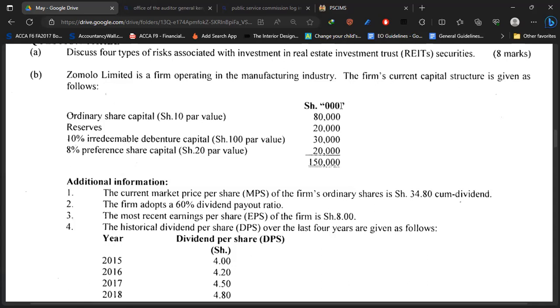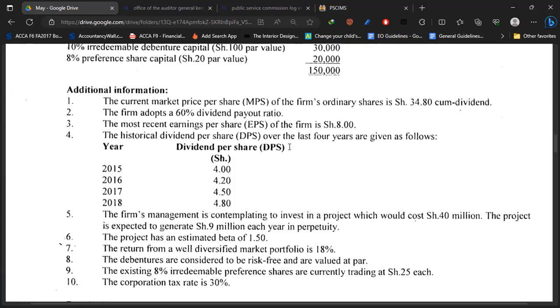That is a question that we just need to do right now. We have been told Zomolo Limited is a firm operating in the manufacturing industry. The firm's current capital structure is given as follows. We have the ordinary share capital of 8 million, 10% redeemable debenture capital of 30 million, reserves of 20 million, and 8% preference share capital, par value 20, of 20 million. When you see those par values, it means they are the original price of those securities.